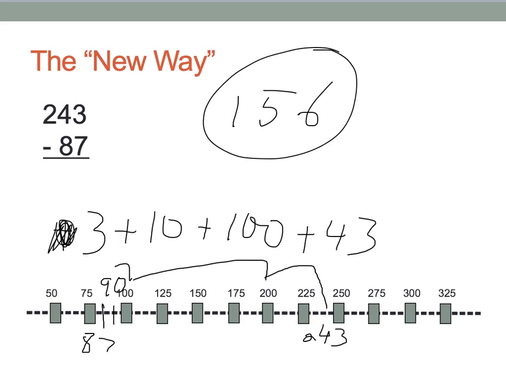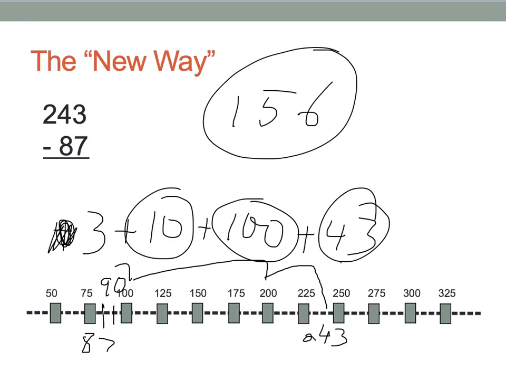156. The correct answer. I can real quick double check my work. 200 to 243 is 43, so that's correct. 100 to 200 is 100, that's correct. 100 to 90, that's correct.